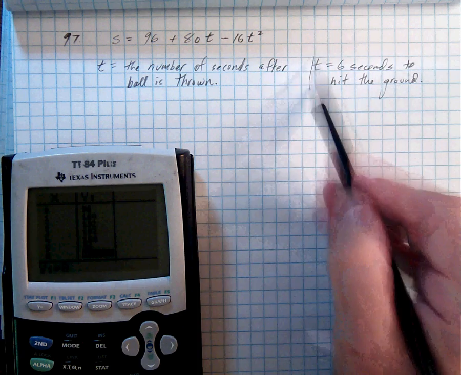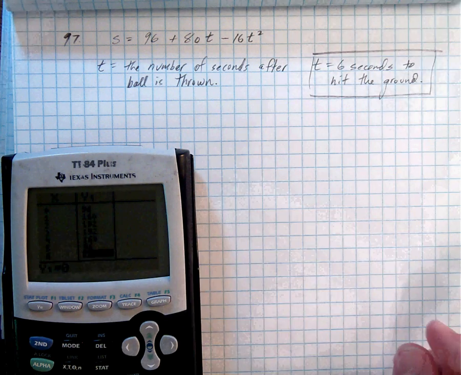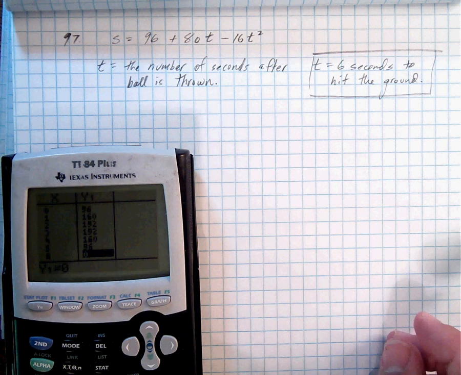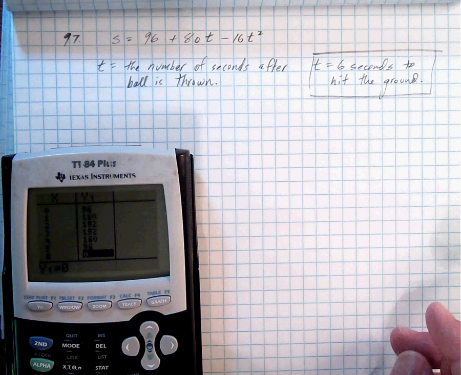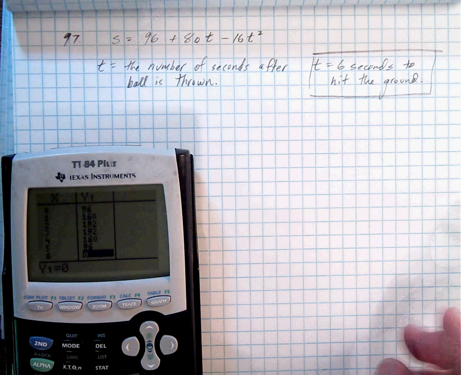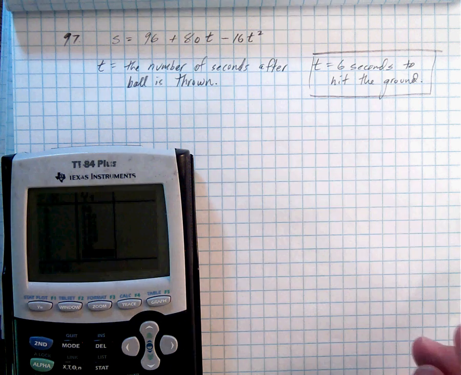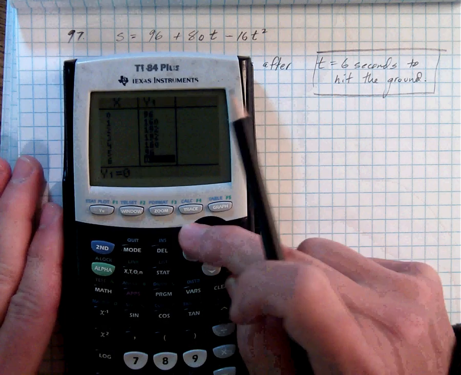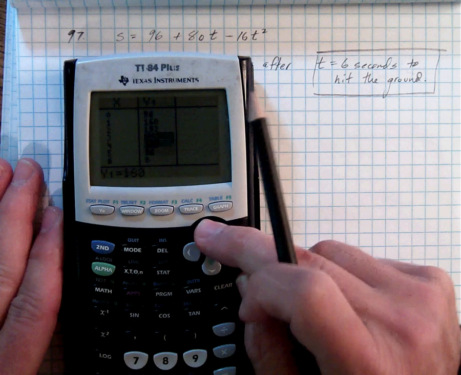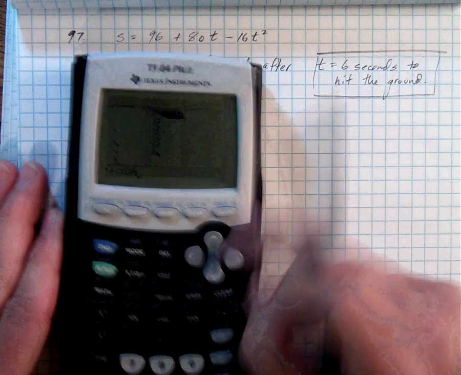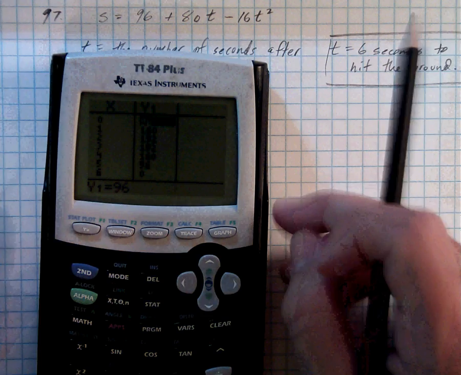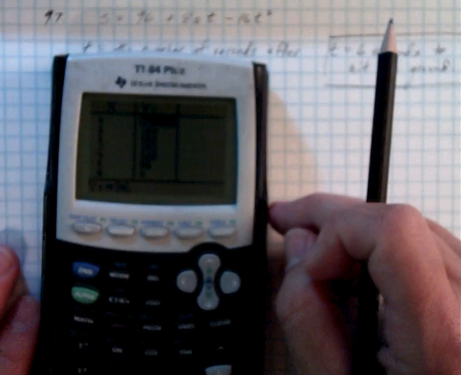Alright, so that's part A, just by using my calculator. The second question was, after how many seconds will the ball pass the top of the building on its way back down? So we can see that right here. It started at 96 feet, right? So when it hits 96 feet again, that's when it passes the building.